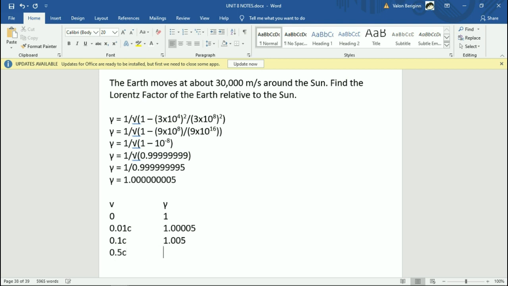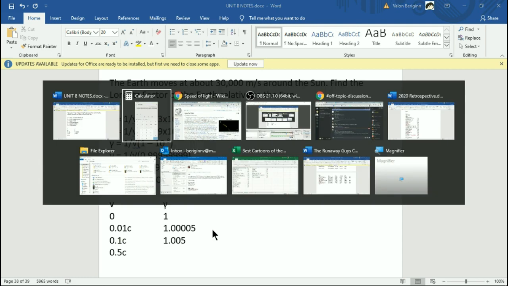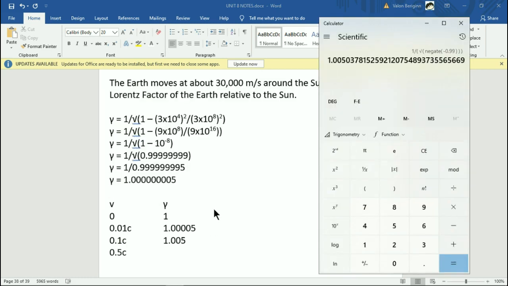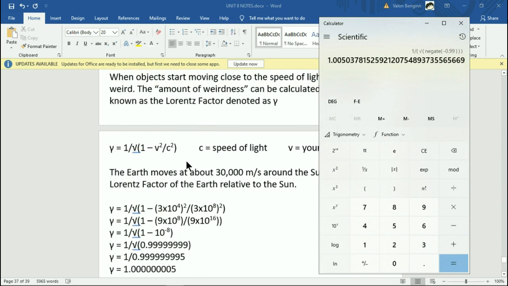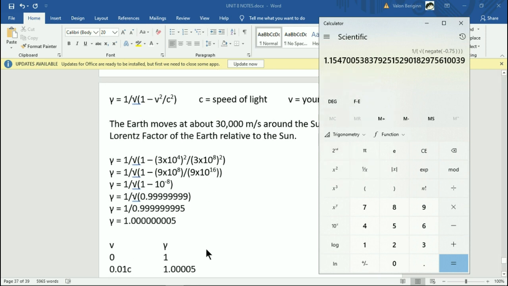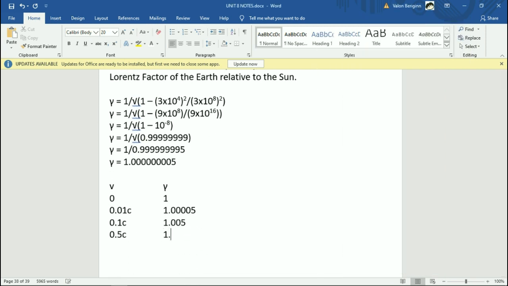Okay, at this point, your number is probably going to be pretty big, right? So again, we do 50% squared. So 0.5 squared. Then 1 minus that. Then square root of that. And then 1 over that. Okay, 1.1547. So even at 50% the speed of light, we're still at 1.1.